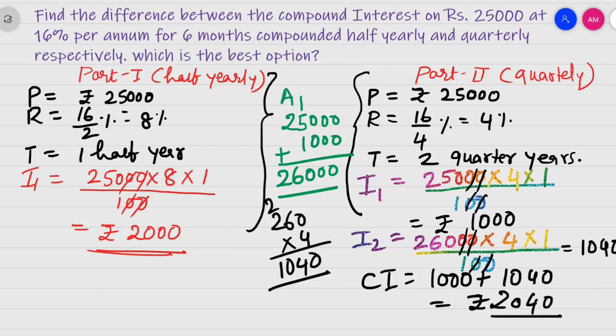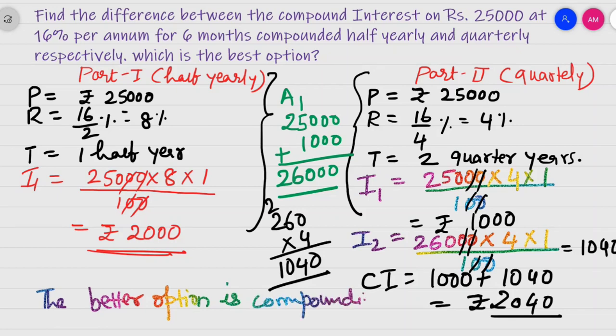So children, you can say that the better option is compounding half yearly. No, compounding half yearly or quarterly? Compounding quarterly.